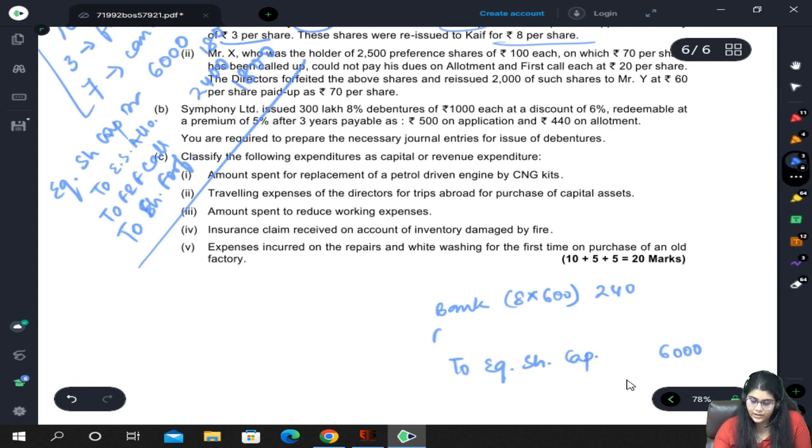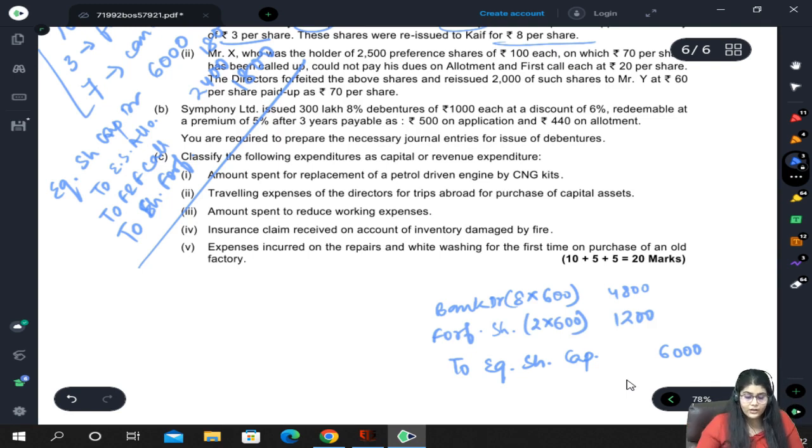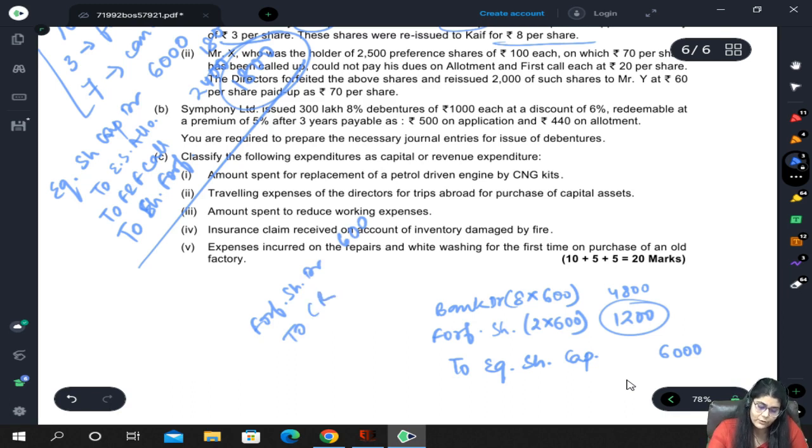8 into 600, which is 4800. Bank debit, and the balance, which is basically the discount of 2 rupees on the 600 shares, will go from the forfeited shares. Now, forfeited shares actually had a balance of 1800. We have only used 1200. So the remaining balance of 600, we have to transfer to the capital reserve. Okay.